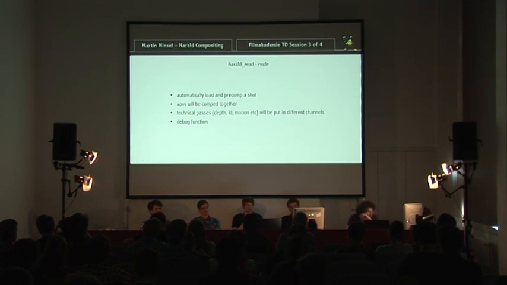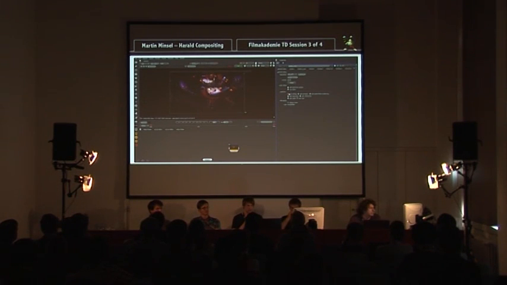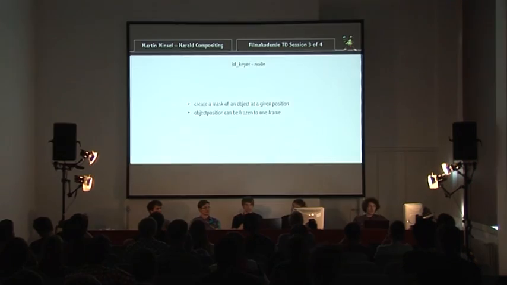The Harald read node pre-comps automatically all the AOVs which are rendered out of the 3D, and all the technical passes are passed into the channels in Nuke, and you have a debug function where you can directly see each pass and which pass is missing, and it will load in the latest version of every shot. If you don't want that, you can even change the version and stuff like that. So this is how the interface looks. You can do all the color corrections of each AOV inside this node, so you don't have any issues with loading every single rendering and having to apply a color correction, because it's all done for you.